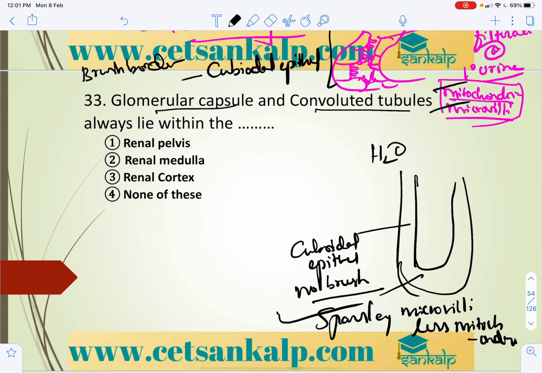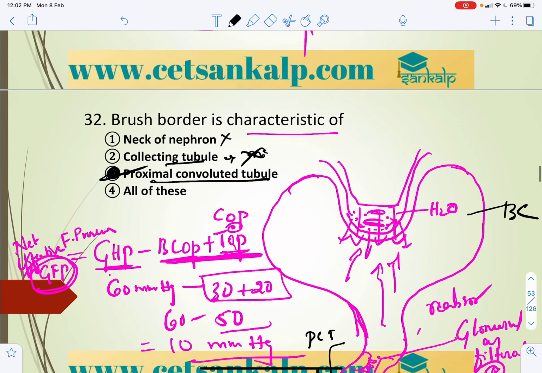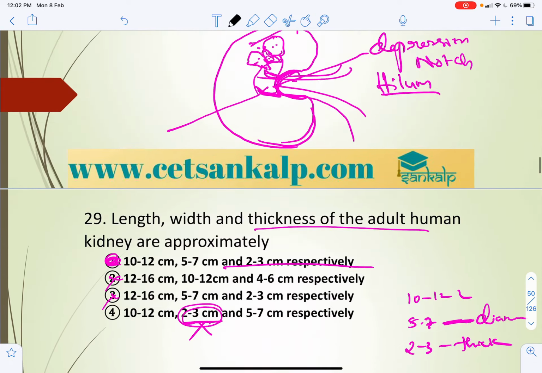Glomerular capsule and convoluted tubules always lie within. So where exactly will these structures be present? Here, glomerular capsule and convoluted tubules almost all, you can see here in this structure, which I'll show once again.